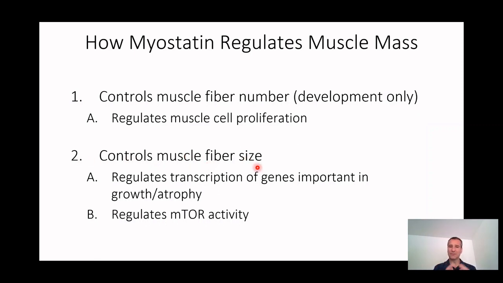And to do this, it regulates genes that are important for growth. It blocks the genes that are important for growth, or it stimulates the production of genes that are important for breaking down muscle so that you can regulate the muscle fiber size. But the primary thing that it's doing is increasing muscle cell number. The second thing that it can do to control muscle fiber size is by regulating mTOR activity. And we'll see that you can do this in adult animals so that even when you can't get an increase in muscle fiber number, you can still get an increase in muscle fiber size simply by activating transcription and regulating mTOR activity.